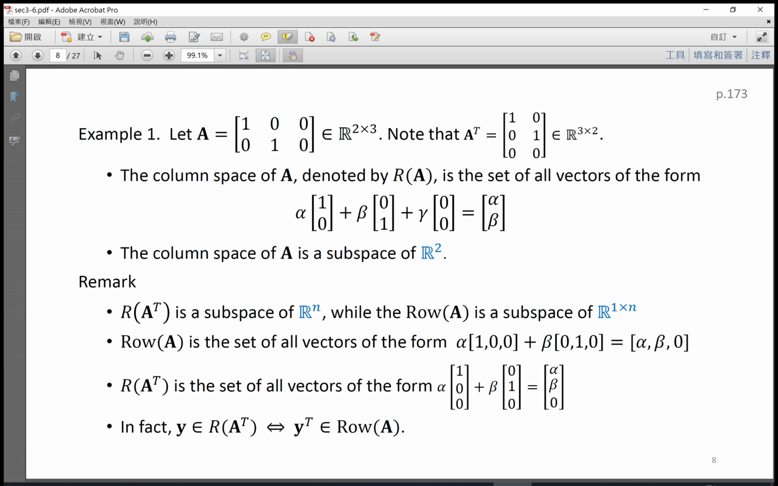For example, row A is the set of all vectors of the form alpha times the first row plus beta times the second row, while R(A transpose) is the set of all vectors of the form alpha times the first column of A transpose plus beta times the second column of A transpose. In fact, you can prove that Y belongs to R(A transpose) if and only if Y transpose belongs to row A.